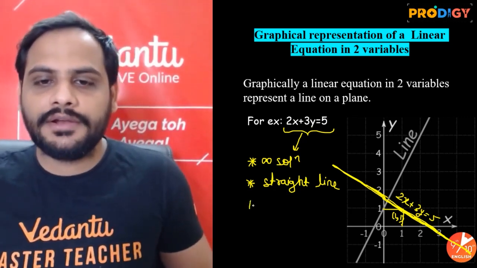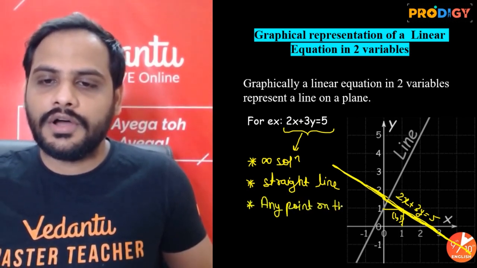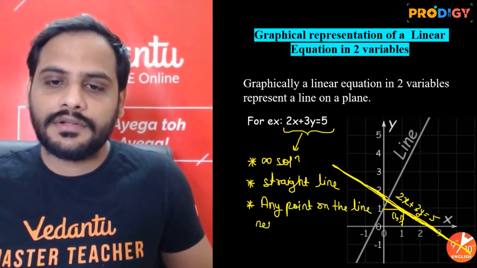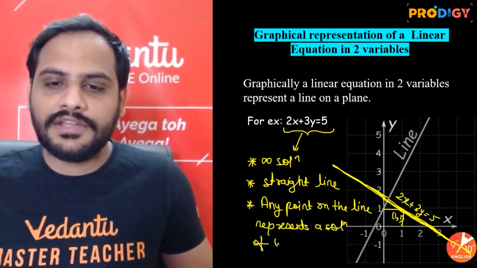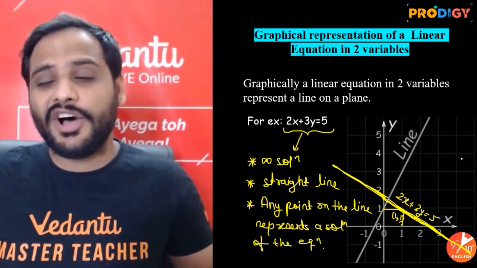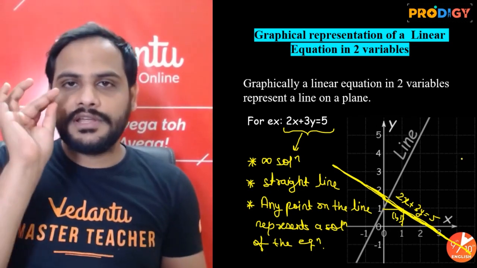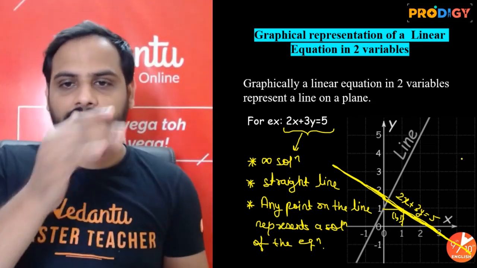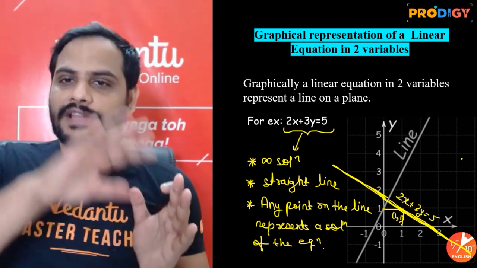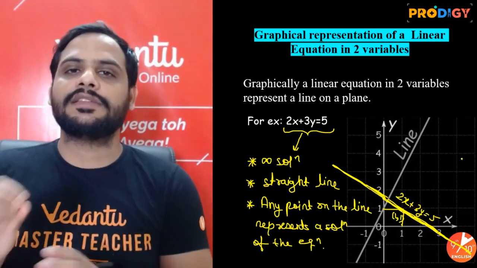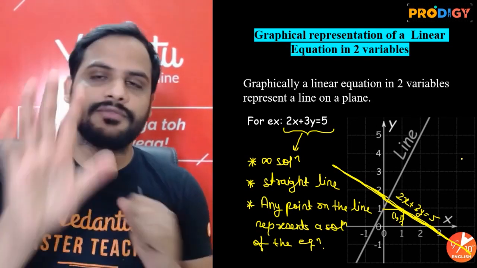Alright, so any point on the line represents a solution of the equation. And if a point is not present on the line, in that case it will definitely not be a solution. Only solutions are those which are present on the line. If a point is outside the line, it will definitely not be the solution of that equation. So that is all we have learned in the chapter linear equation in two variable and a linear equation. We are solving only for one linear equation. So this is what we have learned.